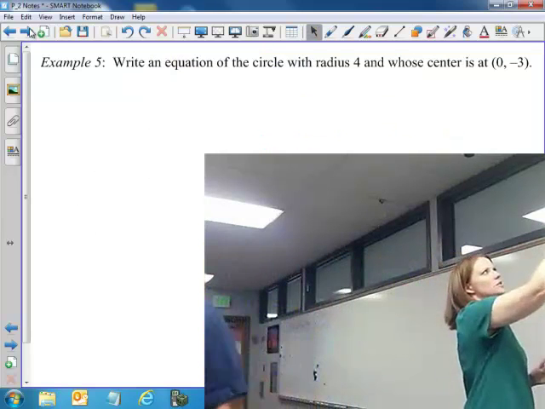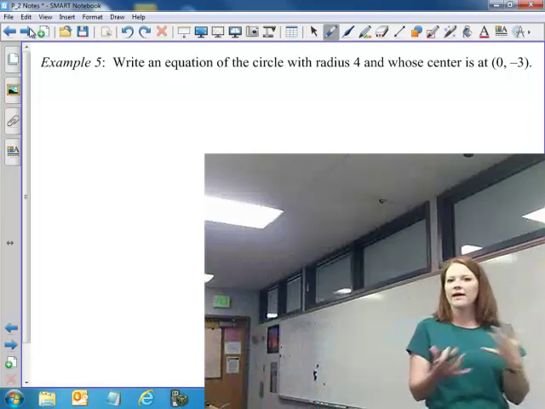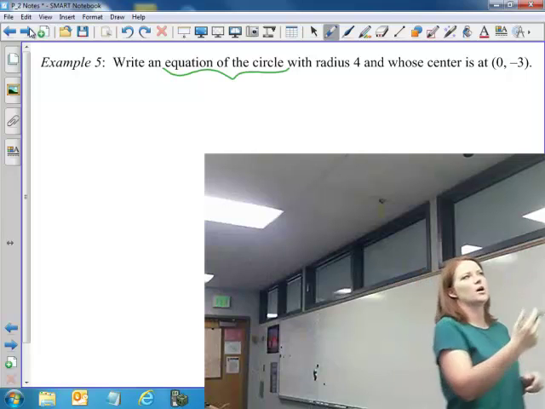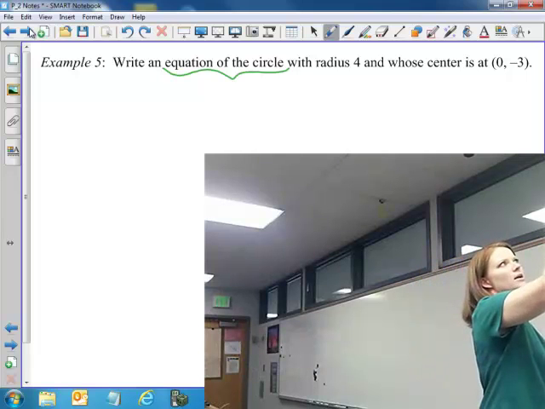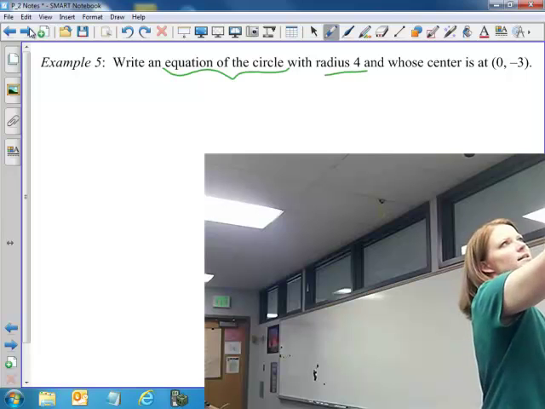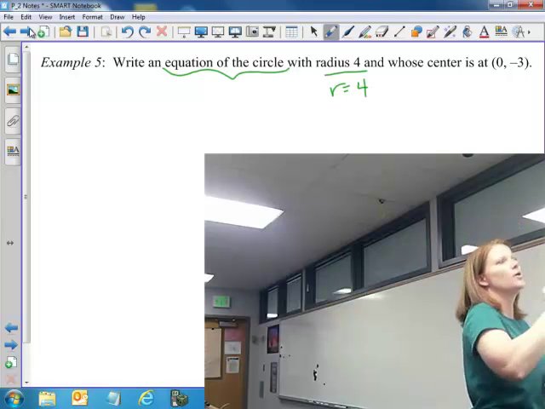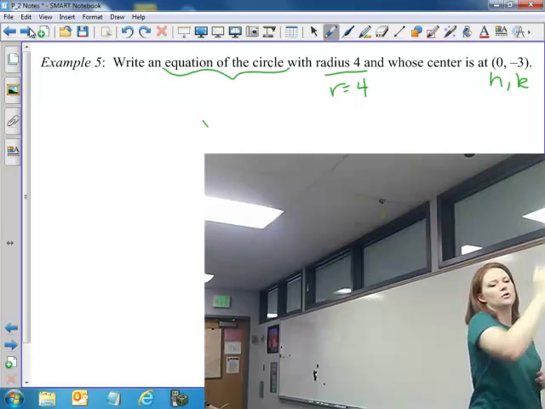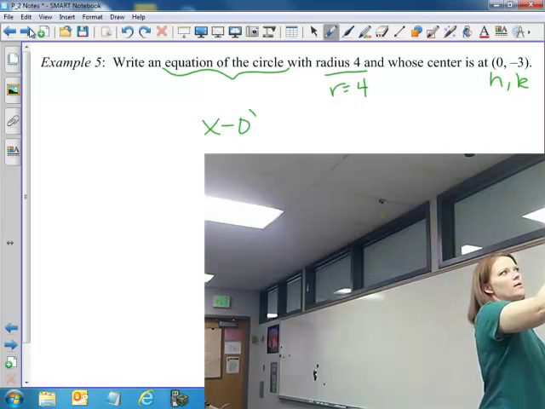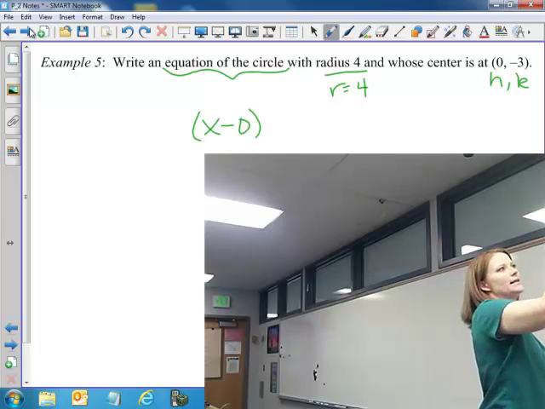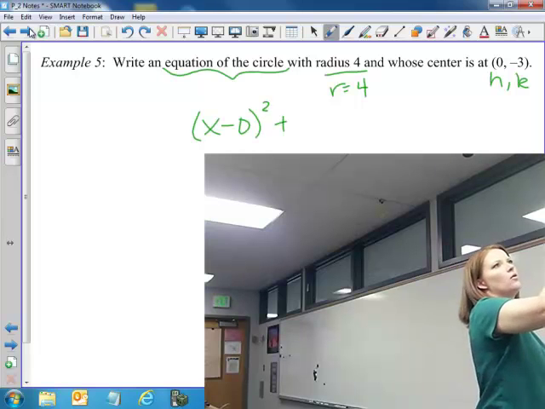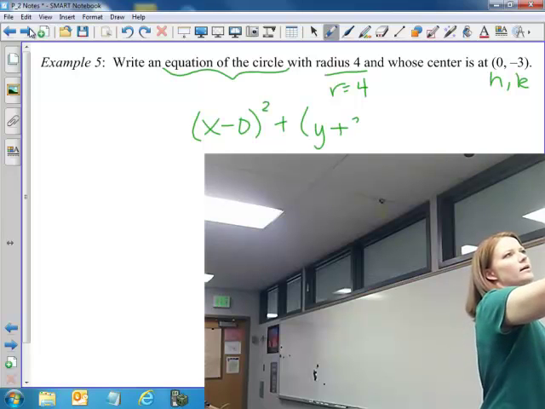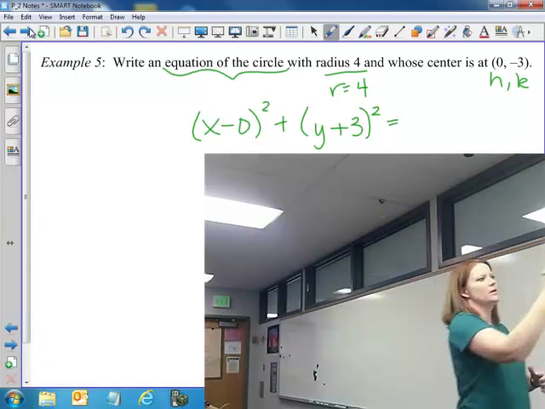Okay, let's do some numbers. We need to write the equation of a circle. Remember, an equation is going to have a couple of variables, usually x and y, with a radius of 4 whose center is at 0, 3. So radius is 4. That tells me r equals 4. Center is at 0, 3. You said this was h and k, correct? Yep. Okay, so all we have to do is take x minus our x value of the center, which was 0, squared, and we're going to add again because it's from the Pythagorean theorem, y minus a negative 3, so I'm going to put a plus, equals 4 squared.